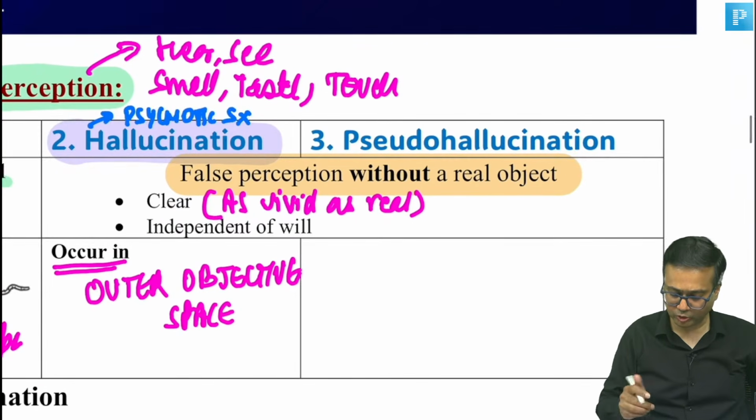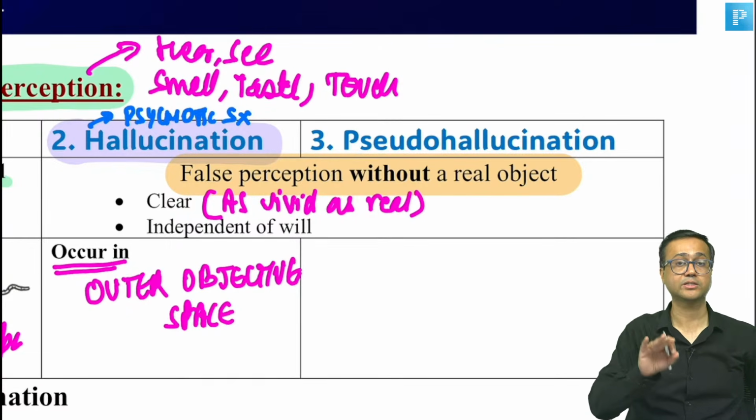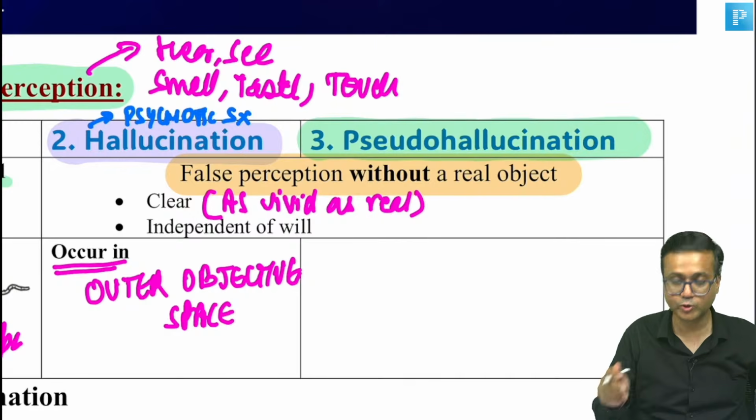But there is one more small topic which we always discuss, which was finally asked in your FMG exam as well. What is pseudo hallucination?